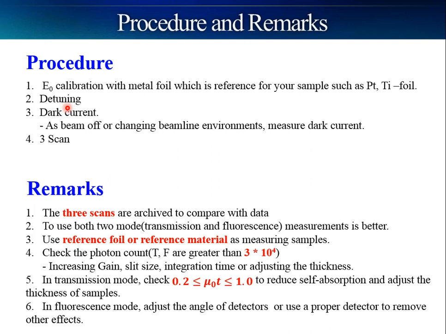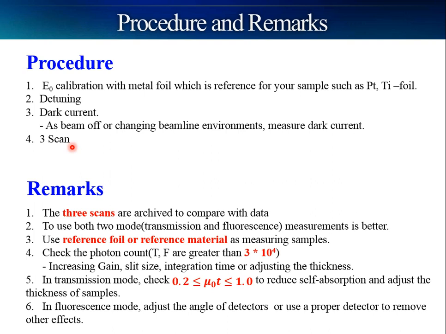Next, I will address the detuning process. Now, after detuning, you change the reference to the sample and you start to scan the steps. Before scanning the steps, you need to take the dark current and check the extra beam error. Finally, start to scan 3 times per 1 sample. Strongly recommend you make 3 scans per 1 sample.